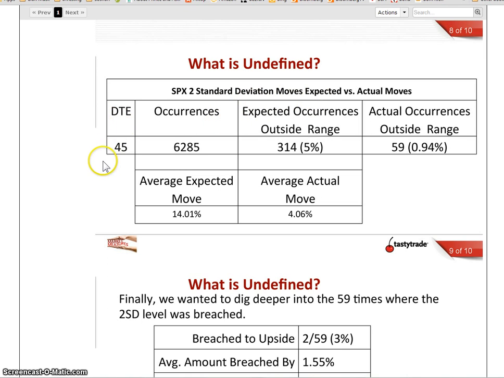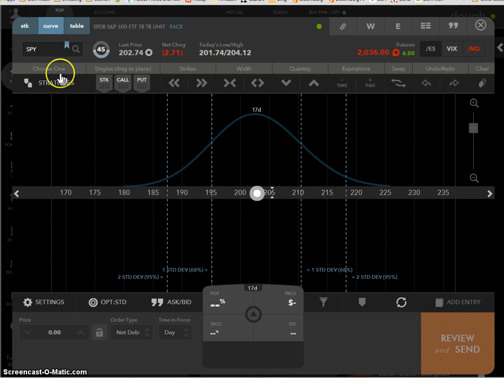So look, 45 days to expiration, there were 6,285 times that happened. Expected occurrences outside the range, only 5%. Actual occurrences outside this range, less than 1%. The average expected move was 14.01%. The average actual move was 4.06%. So remember now, a strangle is they're betting that the stock will stay within the 2 standard deviation range. What does that mean?